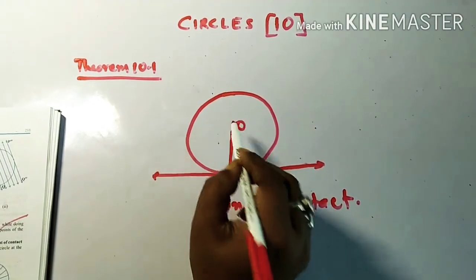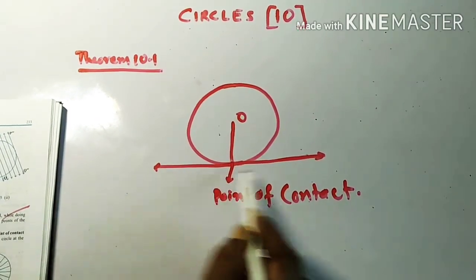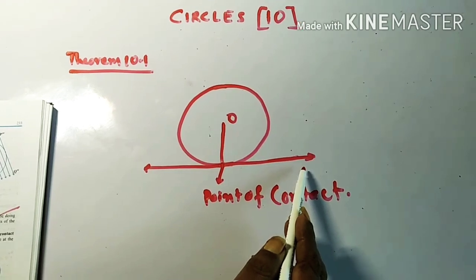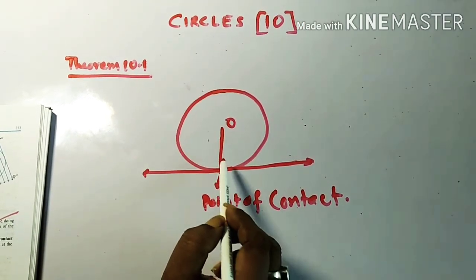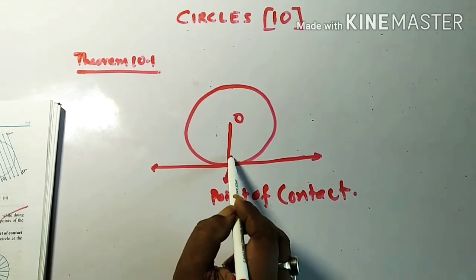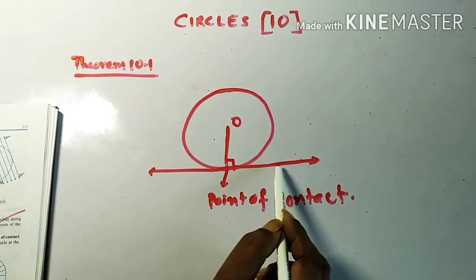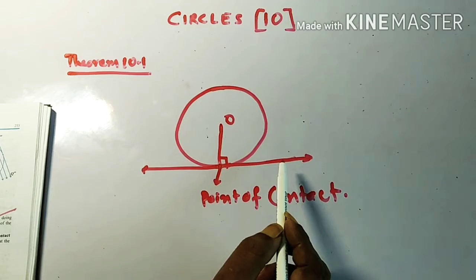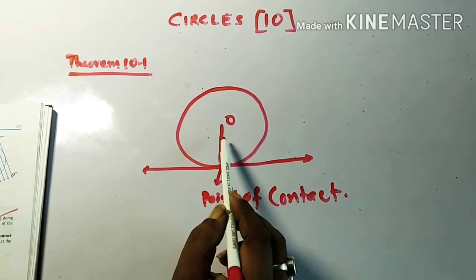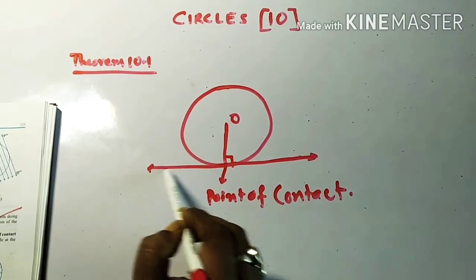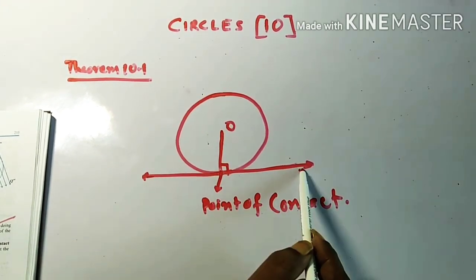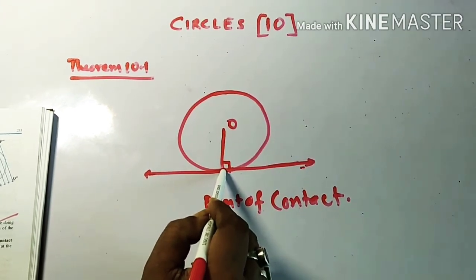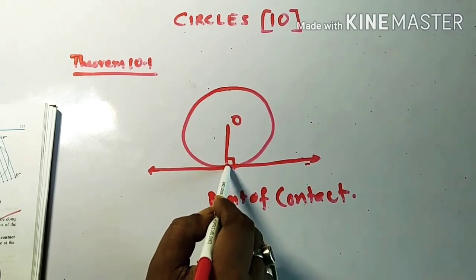Now this is the center O. So this is the tangent and this is the radius. So the radius is perpendicular to the tangent. So we have to prove that the radius is perpendicular to the tangent at the point of contact.